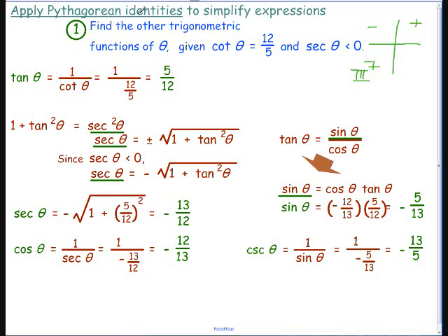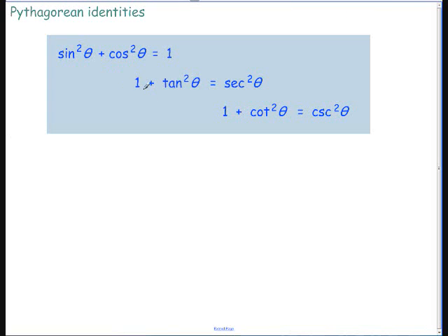So let's use identities. We're given cotangent, so we're going to start out with a reciprocal identity. We have cotangent, so we can figure out what tangent theta is using the reciprocal identity. Now we want to figure out what secant is. So we're going to use the Pythagorean identity. The one we're using is this one right here: 1 plus tangent squared theta equals secant squared theta.